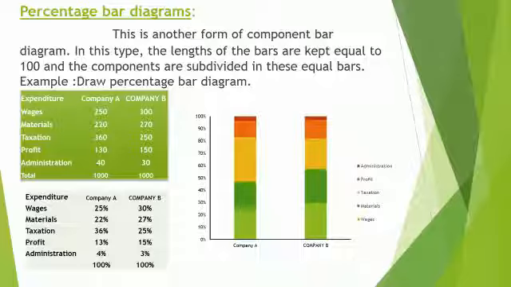In the same manner, the x-axis represents the expenditure, company A and company B, and the y-axis represents the values of company A and company B. So first you have to draw the whole bar. The whole bar total is 100. So draw a whole bar of 100. Company B total is also 100. Then you have to subdivide it.